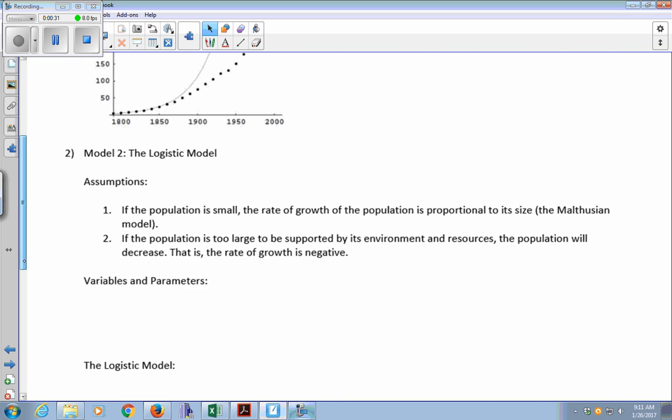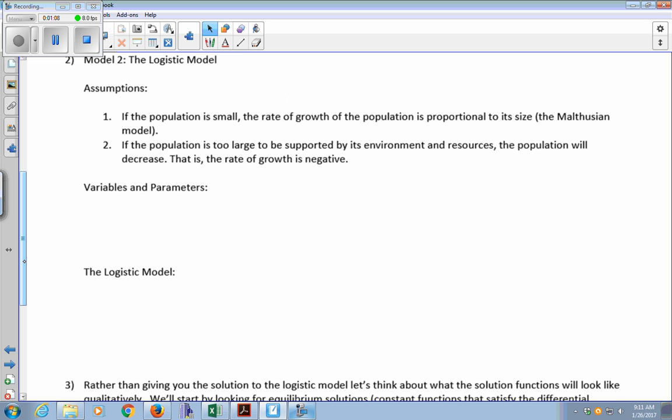What happens is that when the population gets bigger, that model no longer holds. It works for small populations, where the rate of growth is proportional to its size. But as the population gets really large, it becomes too large to be supported by its environment. There's not enough food, space, or resources for the population to continue to grow so quickly. If the population is too large to be supported by its environment and resources, the population will then decrease, and the rate of growth will be negative. So we're going to go through the modeling process again, having adjusted our assumptions.